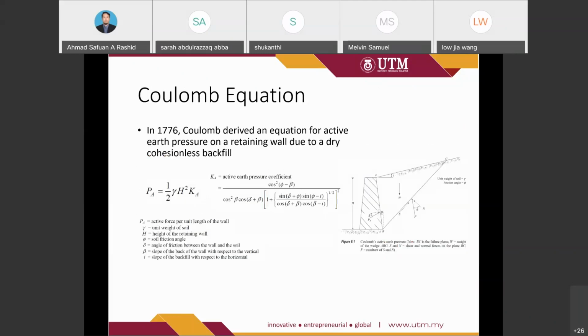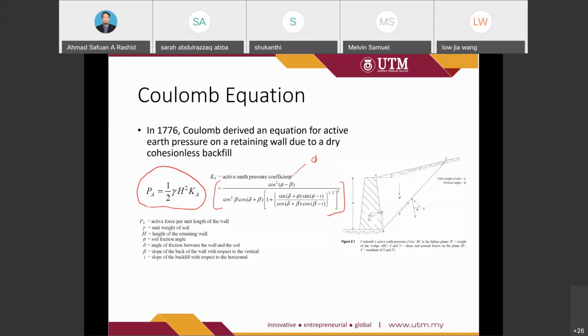So these are the equations derived by Coulomb for the static approach. Due to the situation of a single layer of soil, they came up with this kind of equation. The coefficient of active has been derived based on this formula. So what are the important things that we need to know or include? First is the phi value. The phi value is obtained from the soil properties.